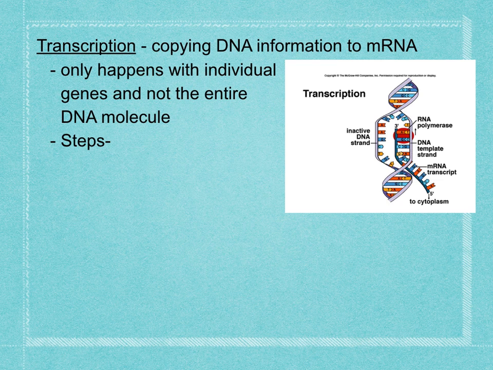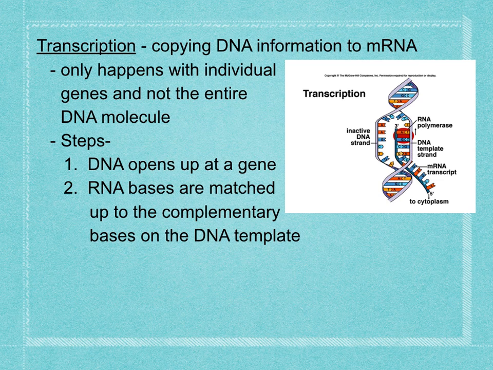So the steps to transcription are as follows. The first thing that happens is the DNA is going to open up at a gene. So it's going to split apart at that gene. Then you're going to have RNA bases matched up to the complementary bases on the DNA template. So if your DNA was an A, T, C, G, then your RNA would be a U because U would match up with A, then an A because A would match up with T, then a G because G matches up with C, and then a C because C matches up with G.